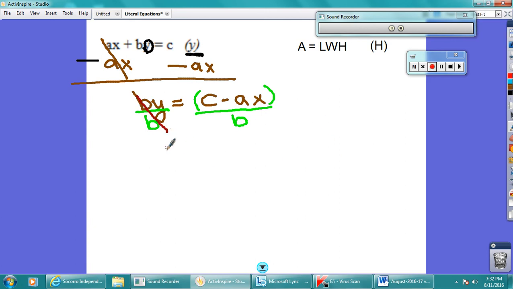B's cancel. And we're left with Y equals C minus AX over B.